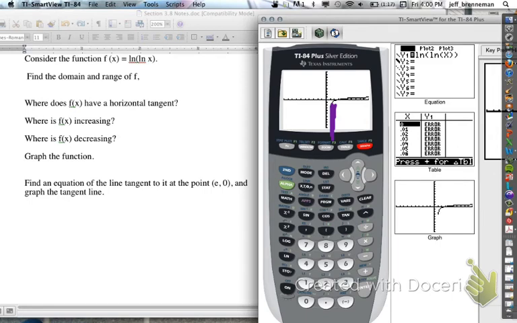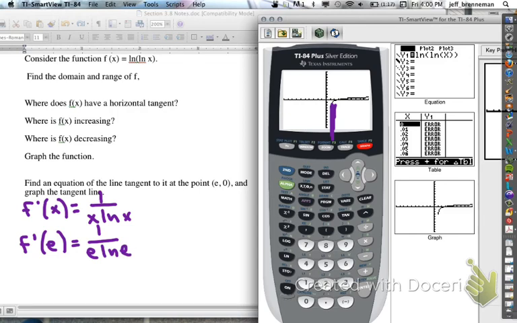And so all we need to do yet is to find the equation of the line tangent to it at the point e comma 0. Now our derivative, if memory serves me correctly, was 1 over x ln x. So if I want to find the slope of this tangent line, I can just go ahead and evaluate that at our point e. And so 1 over e times the ln e. Oh, that's nice. We know the ln e is just 1, so our slope for the tangent line will be 1 over e.